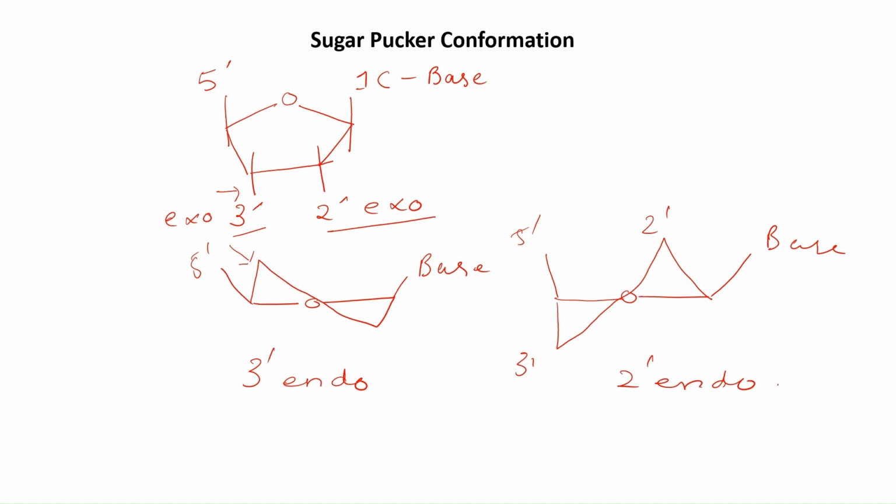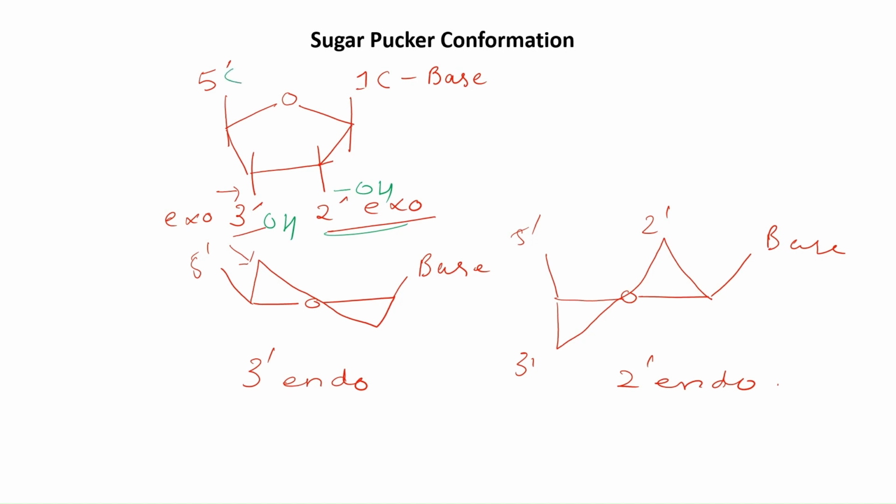So they take these types of conformations, that is 3' endo or 2' endo conformation. Endo means inside, exo means outside. Normally, when we draw the ribose sugar, at 2' the H or OH is on this side, so this is exo. Here in 3' also the OH is outside, so it is exo, in the opposite direction of the fifth carbon.